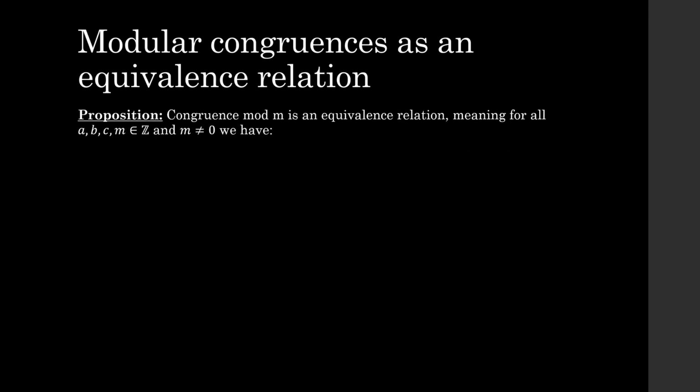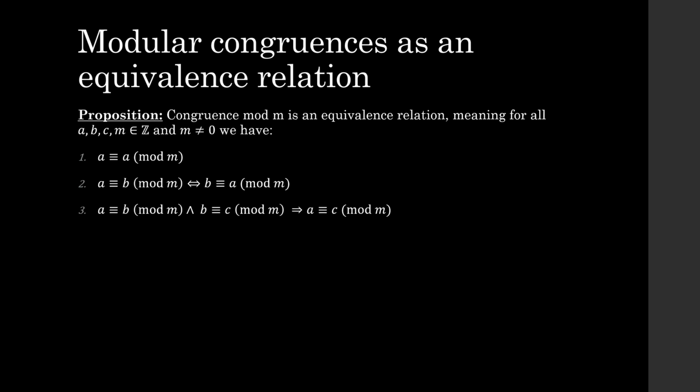So modular congruences are an equivalence relation, as I said before, and we're going to prove that. Remember the definition of an equivalence relation. We've got that it's reflexive, so A is congruent to A mod M. We've got that A is congruent to B mod M if and only if B is congruent to A mod M, and that means it's symmetric. And we've got that A is congruent to B mod M and B is congruent to C mod M implies that A is congruent to C mod M. This here is just the logical end. So that's a transitive relation.